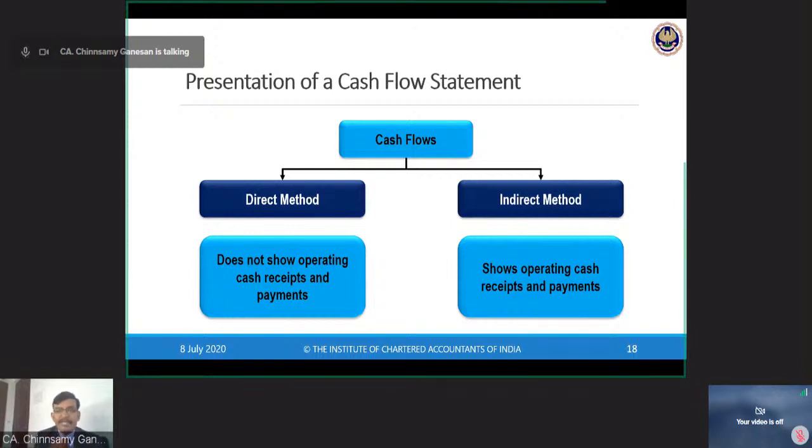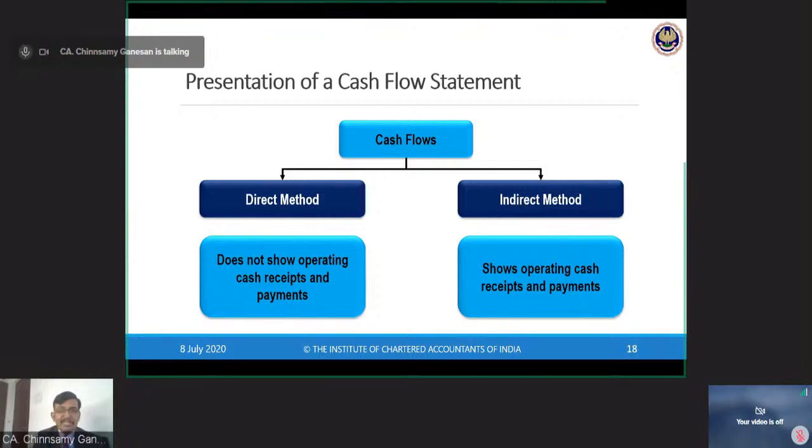Whatever is the outflow relating to that, for example, raw material purchase payment which I have made to creditors, I will show that as a separate line item. Salary paid, I will show as a separate line item. So like this, what is relating to operating activities, I will show as aggregated based on the nature of the items on the face of the cash flow statement. That is called direct method.